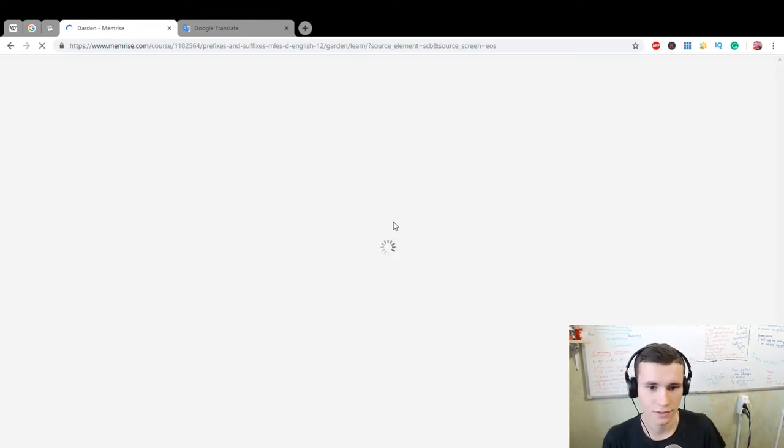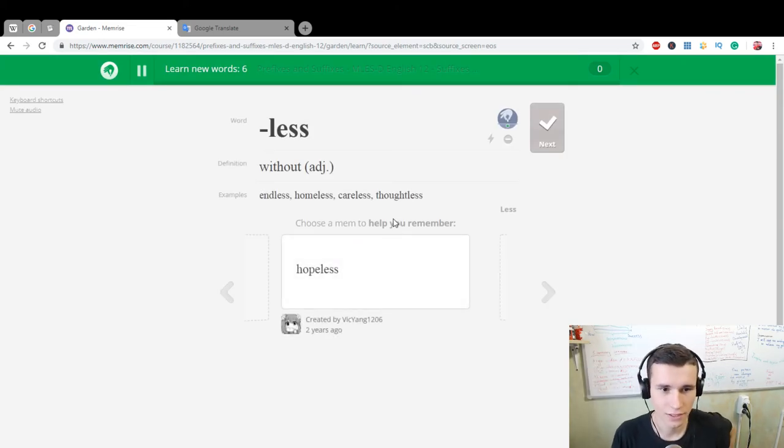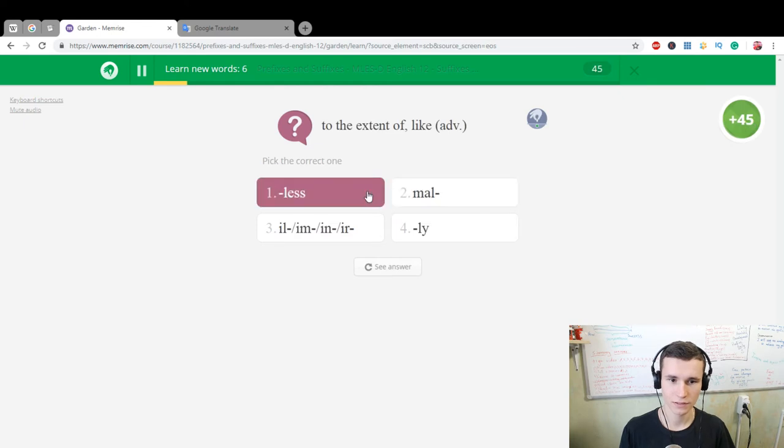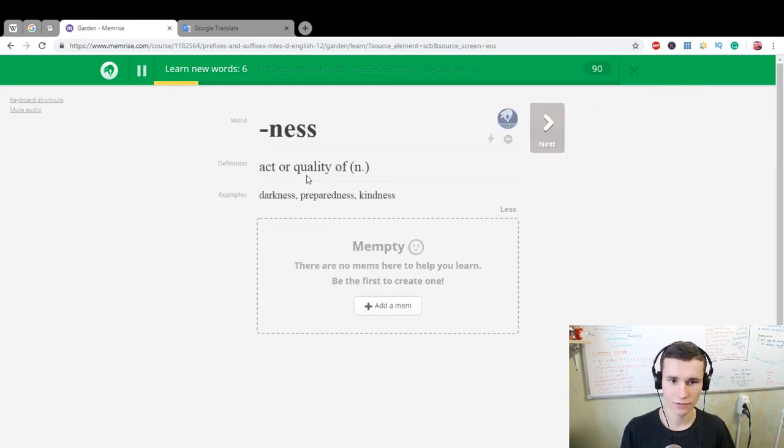Okay, learn new words. Suffixes last, maybe. Less: without. Endless, homeless, careless, thoughtless. Ly: to the extent of, like. Hardly, barely, bravely. Without: less. Ness: act of, quality of, darkness, preparedness, kindness. Ish: a bit like, resembling, nature. Childish, elfish.